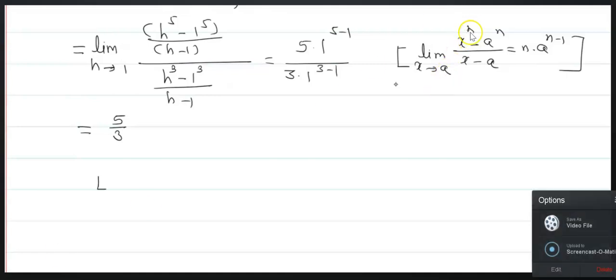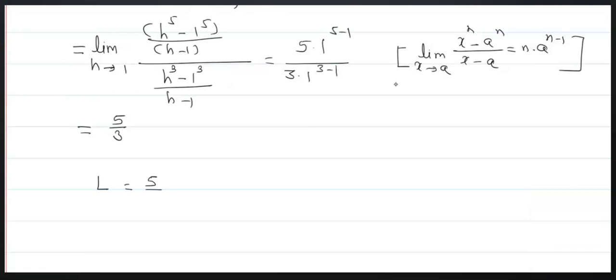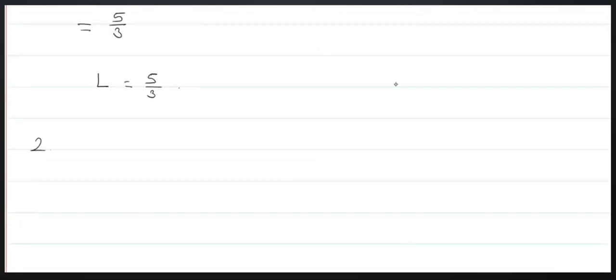That is the limit x tends to a of (x^n - a^n) upon (x - a) is equal to n a^(n-1). L is equal to 5/3.